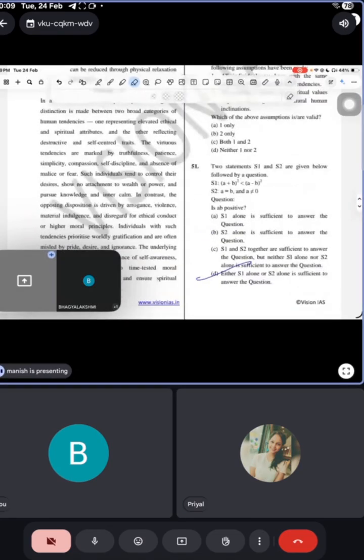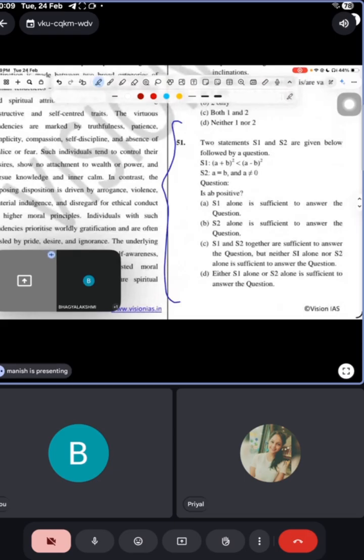See, guys, data sufficiency is a question type UPSC has a favorite. Let me tell you, we have to get command over it, otherwise CSAT will be difficult to crack. Read this question. Two statements S1 and S2 are given below, followed by a question.